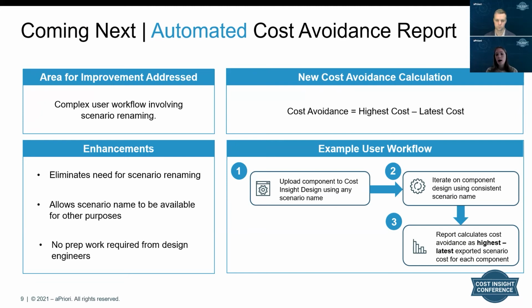So it would start by the user uploading a component to an aPriori product, let's say Cost Insight Design, using any scenario name. The user would then iterate on the component design using a consistent scenario name and applying cost and manufacturability feedback. When the automated cost avoidance report is run, the report calculates cost avoidance as highest minus latest exported scenario costs for each component. It will then aggregate cost avoidance across all costed components, as well as annually.